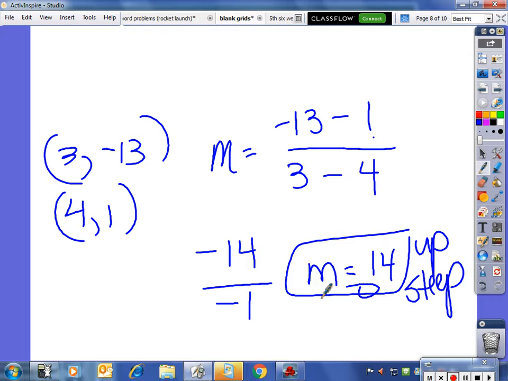That's what I expect to see on your homework. The actual slope that you figured out mathematically, and then most of them are two-word descriptions. The only ones that won't have 2 words are the ones that are completely horizontal or completely vertical. Then you could just write horizontal or vertical.